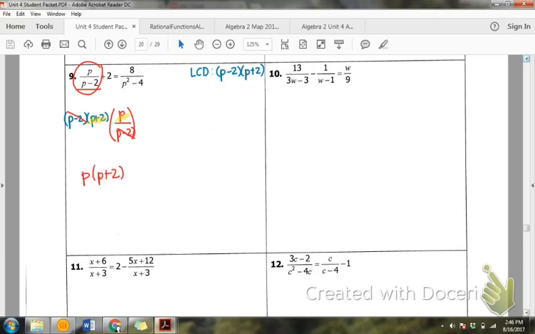Okay, so we know that each of them needs a p plus 2, p minus 2. If you look at the second fraction, it doesn't have anything in that denominator. There's nothing to cancel with. So that means I need to multiply p plus 2, p minus 2. Can we simplify p plus 2, p minus 2 to p squared minus 4? Why not? Okay. P plus 2, p minus 2 times 2, right? There's that 2.